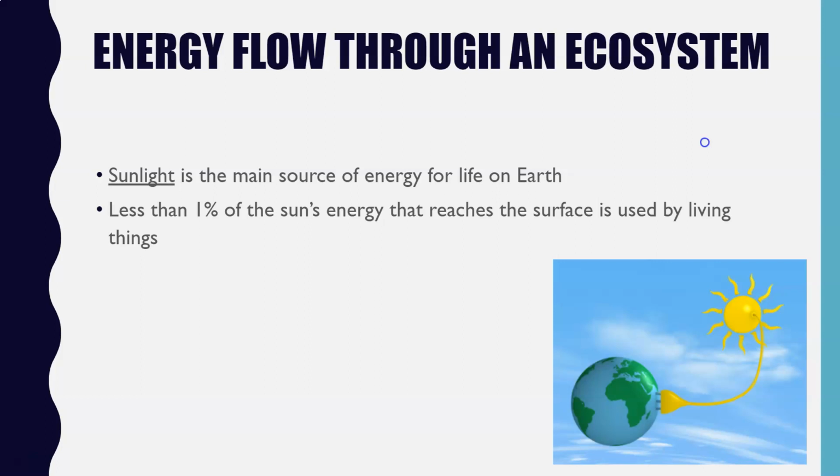I mean, it wouldn't die instantly, but we would literally slowly all become extinct. So less than 1% of the sun's energy that reaches the surface is used by living things. A lot of the time, the 99% is either reflected back into space or it is absorbed within the oceans or land masses.